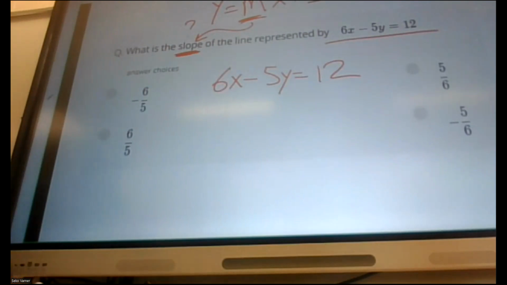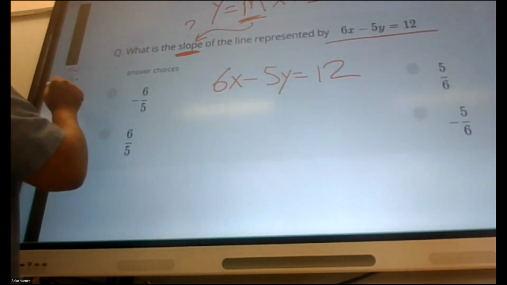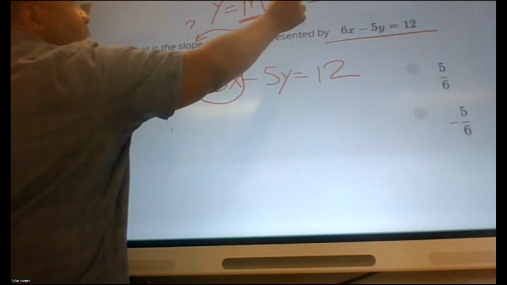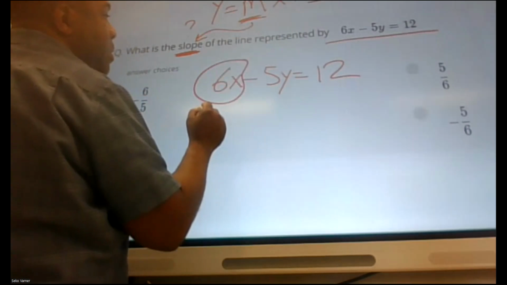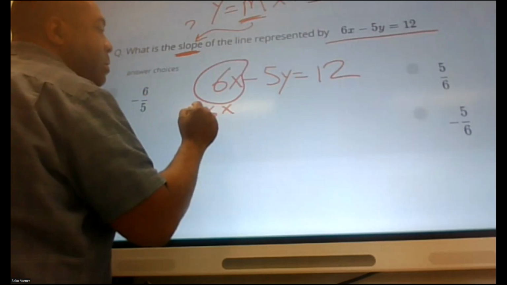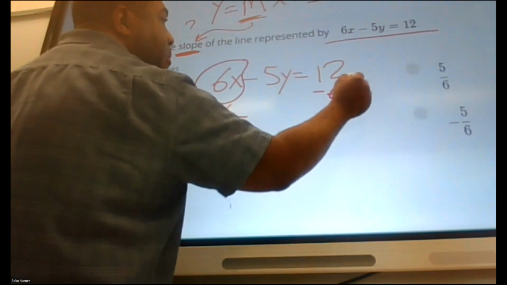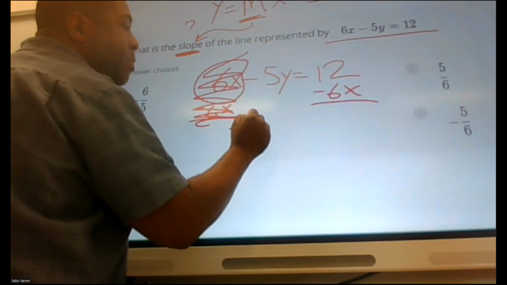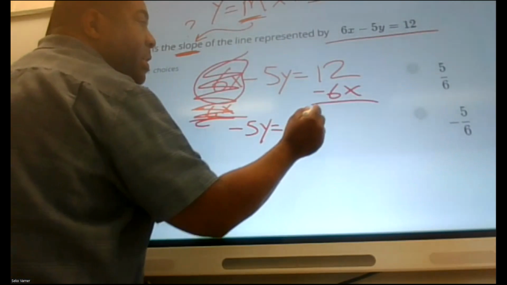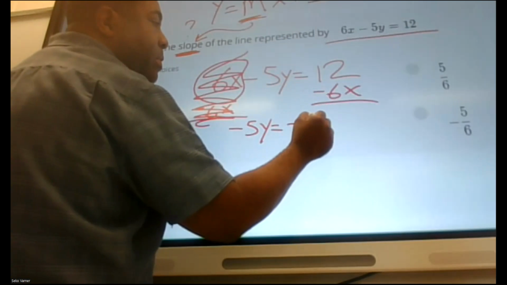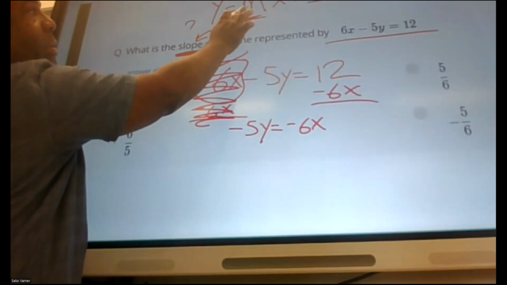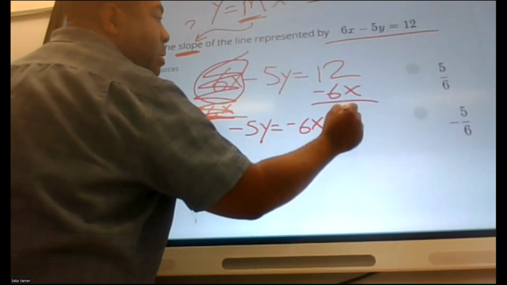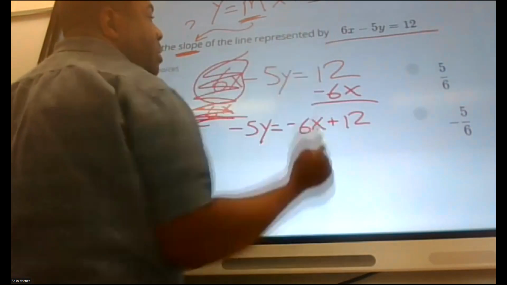So what I want to do is move this whole thing here because I want it to look like this. I want y by itself in front. So I'm going to subtract 6x on both sides. And that cancels out because 6x minus 6x leaves me with negative 5y equals, and I'm going to put the negative 6x first because I want the x first in this slope-intercept form, plus b. So my b is 12.